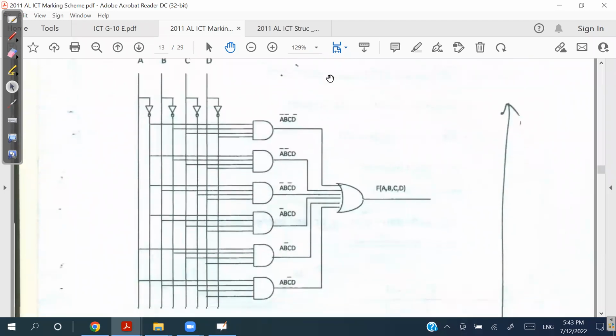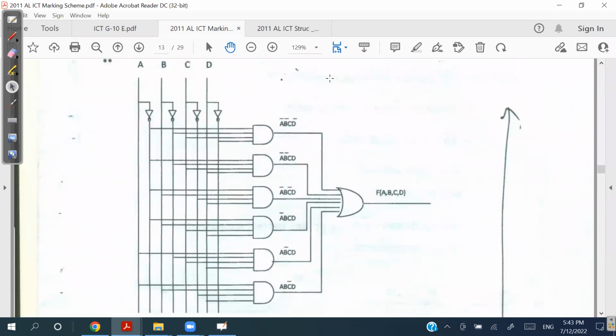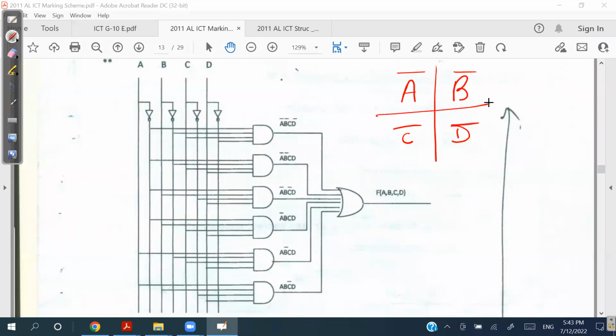Right now, when you are drawing a circuit for a bigger expression, this should be a very good technique, because there are lots of A bars, B bars, C bars, and D bars. Because of that, they have created those lines separately, which will minimize the number of gates that you have to use. Otherwise, you have to use a small NOT gate on the specific places like this, right?